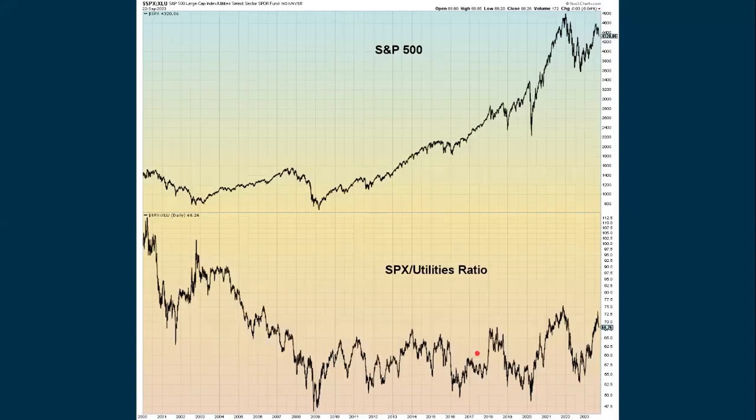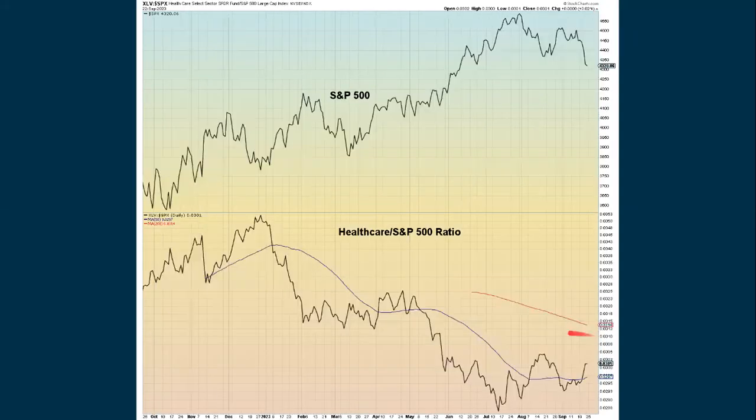Then we take a ratio between the S&P and utilities, and when this is going up, that often gives good support to the S&P. We saw that through August and into September, but it really didn't help all that much. This ratio is now starting to come back down, and we're looking at this more in a negative way. If this continues to fall, that could add some more pressure to the S&P. Healthcare is also in a longer-term downtrend.